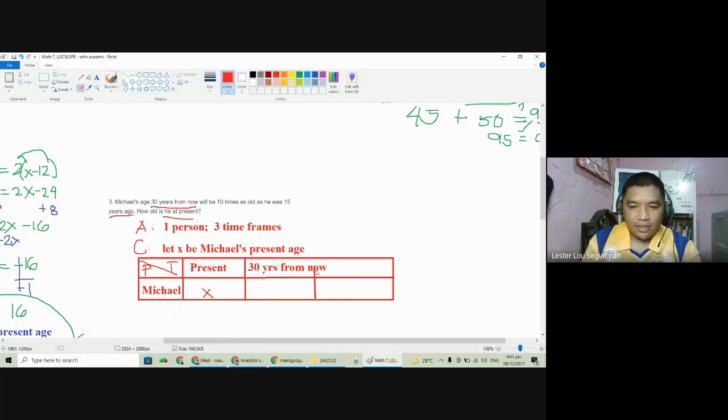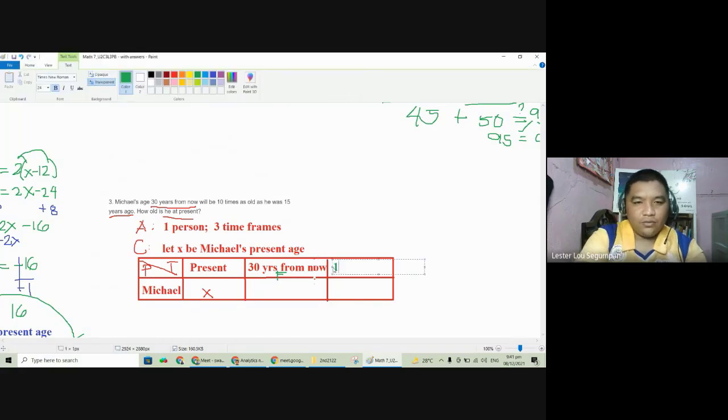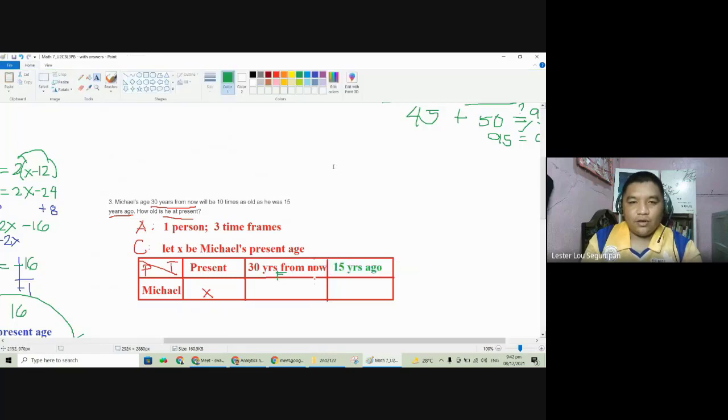Let me erase this area here. Okay, just like that. Okay, so we have 30 years from now. And then that's the future. This is your future. And then you'll have here 15 years ago. This is your past. Okay, this is the past. So I just have this table.